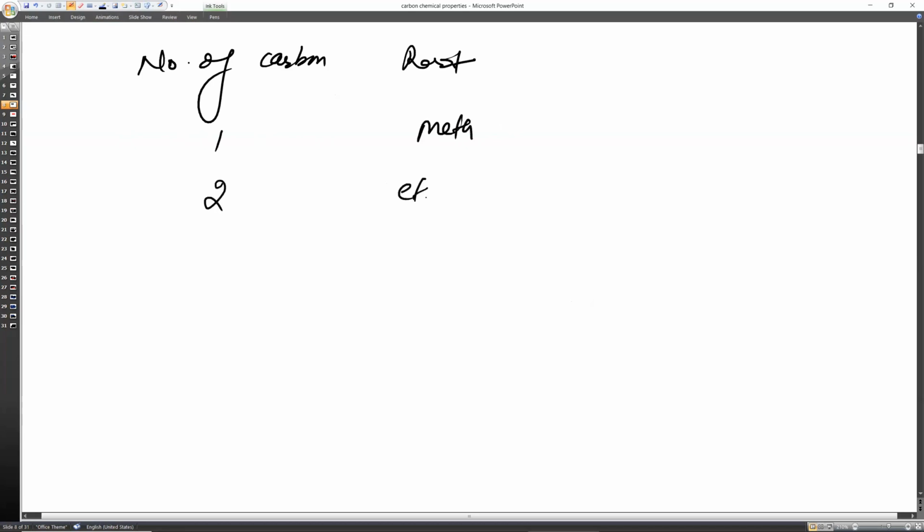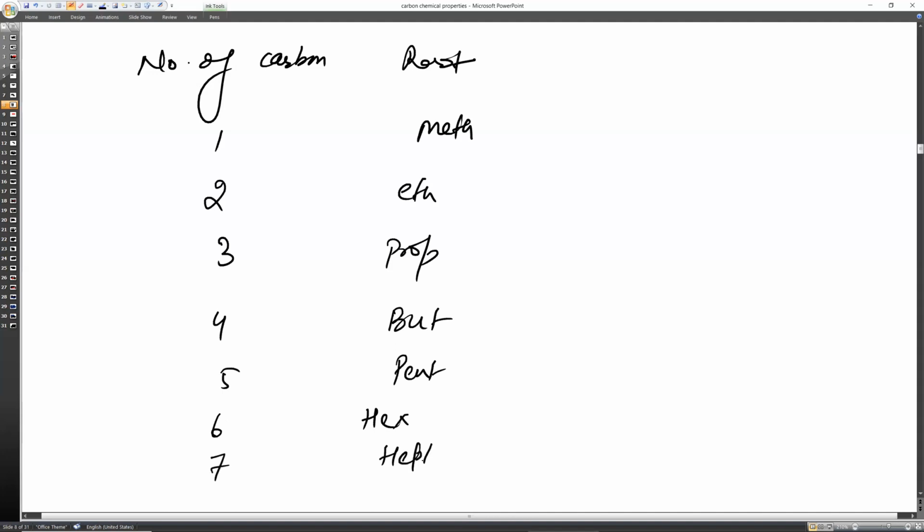Then if it is 2, it is eth. If it is 3, we use prop. If it is 4, we use but. If it is 5, we use pent. If it is 6, we use hex. For 7, we use hept, and for 8, we use oct. And there is a saturation indicator.